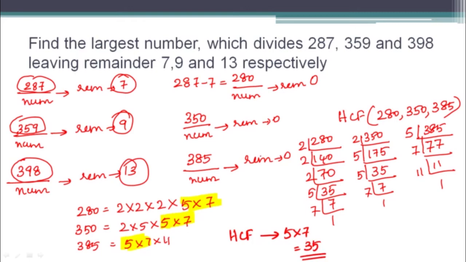So, 35 is the number by which if I divide 280, 350 and 385, I will get a remainder 0. But if I divide 287, 359 or 398 by 35, I will get these remainders respectively. The correct answer here is 35.